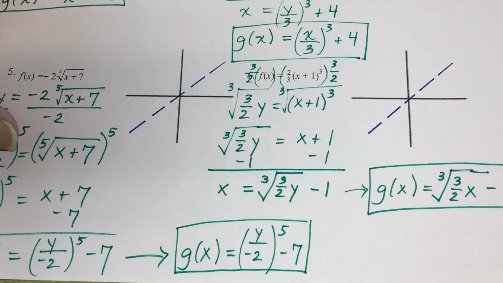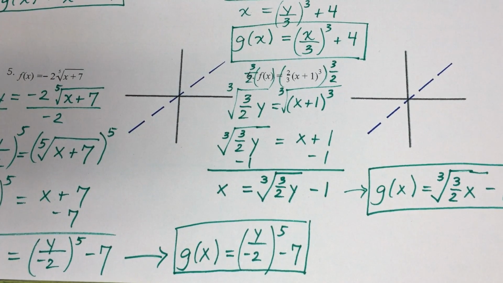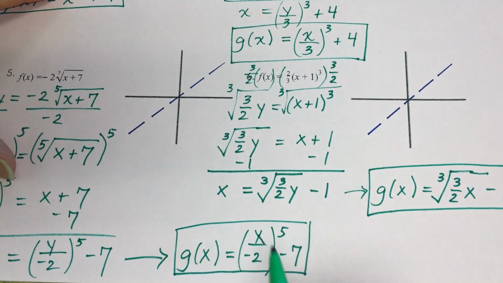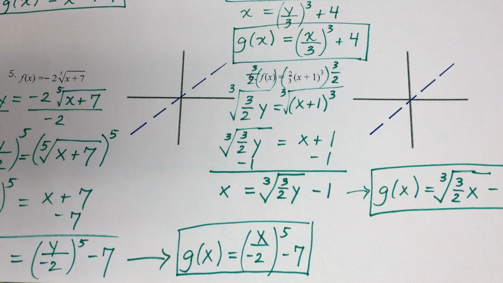So you might spot an error right here. It's pretty common for me that I forget to make that into an x. So right here, easy enough to correct. For number 5, that should actually be an x right there. So let's take a look at some of the graphs next.